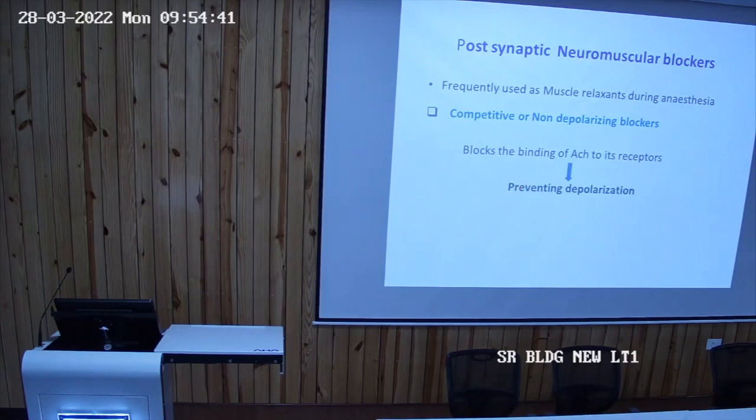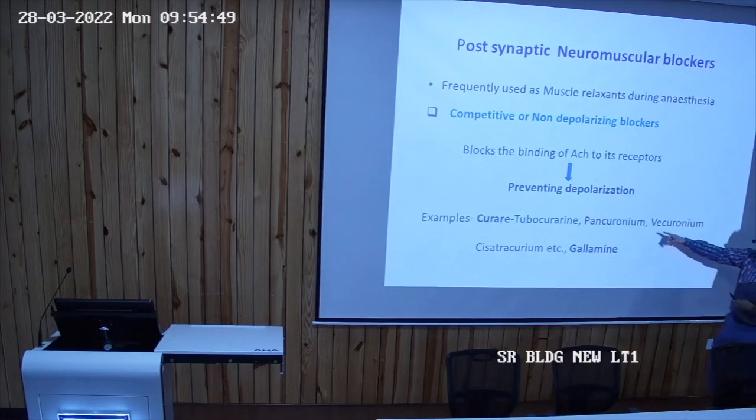They don't let depolarization happen. Examples of curare-like drugs, you will hear tubocurarine, pancuronium, vecuronium, atracurium. These participle drugs come as injections. In anesthesia they frequently use these drugs. Then gallamine is another post-synaptic neuromuscular blocker, a competitive blocker.